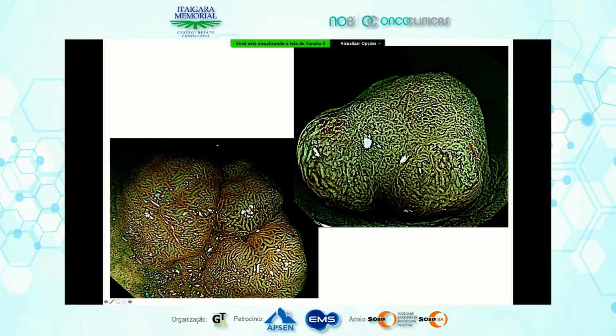Please compare the pit-like structure margin. The pit-like structure margin is very smooth. On the other hand, this region is very irregular. To understand this difference is very, very important in daily clinical practice. Please take care.